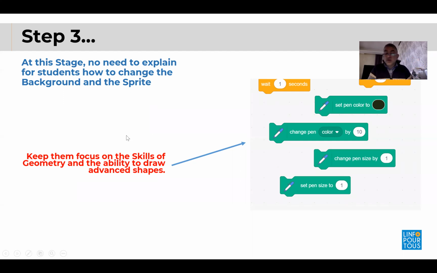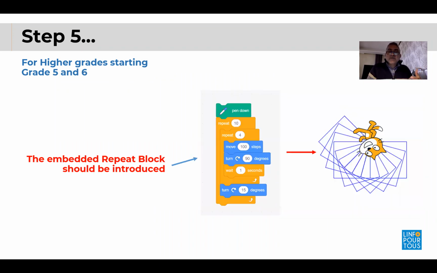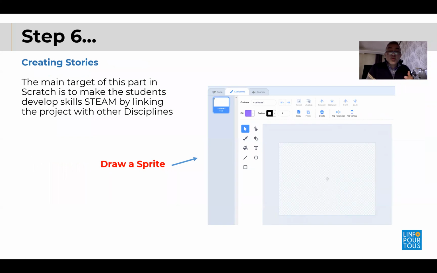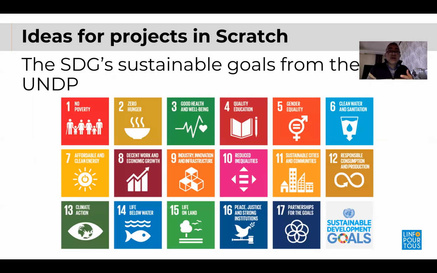And we will be working on this even today. So for higher grades, starting in grade 4, let's say, you have to introduce the repeat block. And then after the embedded repeat block that I'll be showing you right now, the procedure and the step-by-step to go through this manipulation. And the second section will be manipulating the sprites and how to draw a sprite. Then after, how to choose a background or to draw a background.